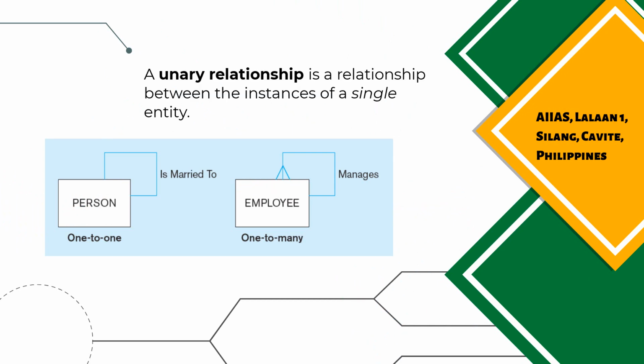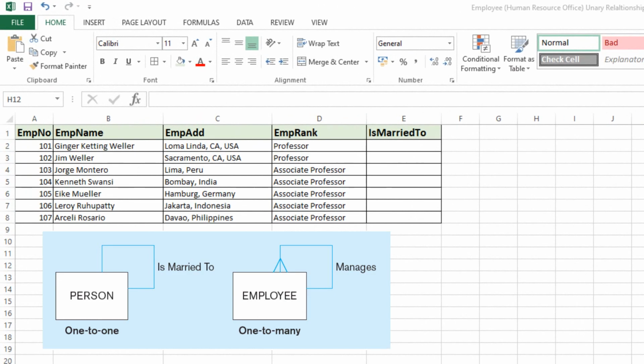That is, what is unary relationship? A unary relationship is a relationship between the instances of a single entity. A sample ER diagram of a unary relationship is shown right here. Let me show you an example. Our ER diagram here says a person is married to a person.